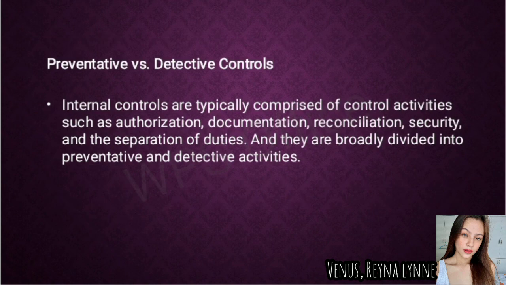Preventive versus detective controls. Internal controls are typically comprised of control activities such as authorization, documentation, reconciliation, security, separation of duties, and they are broadly divided into preventive and detective activities. Always remember na ang preventive controls are designed to prevent errors, inaccuracy, or fraud before it occurs, while ang detective controls are intended to uncover the existence of errors, inaccuracies, or fraud that has already occurred. Here are the definitions of preventive and detective controls.